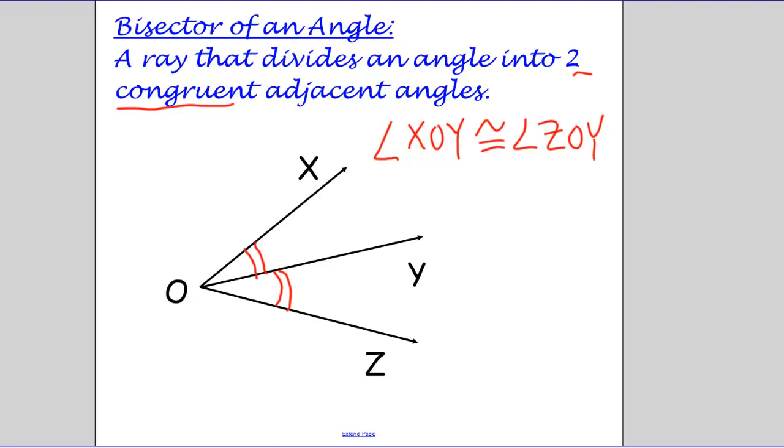Another way, I just want to make sure you guys see this because sometimes I'll do this. Another way to mark congruence in angles is if you draw an arc, and kind of like what we did with segments, put a little dash in them. Sometimes I'll do that if our picture gets really busy.